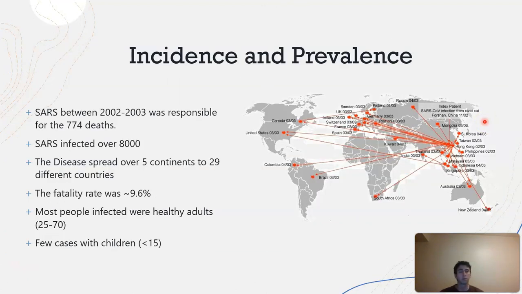Here's some stats relating to the actual outbreak. SARS between 2002 and 2003 was responsible for 774 deaths. It infected over 8,000 people. The disease spread over 5 continents to 29 countries, and the fatality rate was 9.6%, so about 10%. Most people who were infected were actually healthy adults between the ages of 25 and 70, and surprisingly, there were a few cases with children, because usually children are more susceptible because of their weakened or undeveloped immune system. But a few cases were identified with children under the ages of 15.